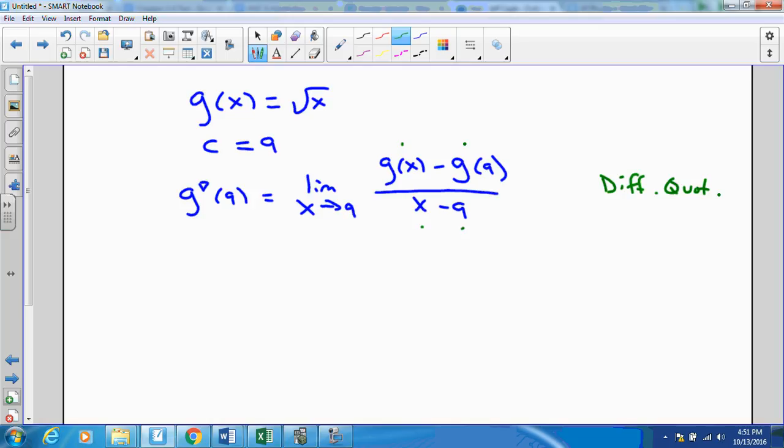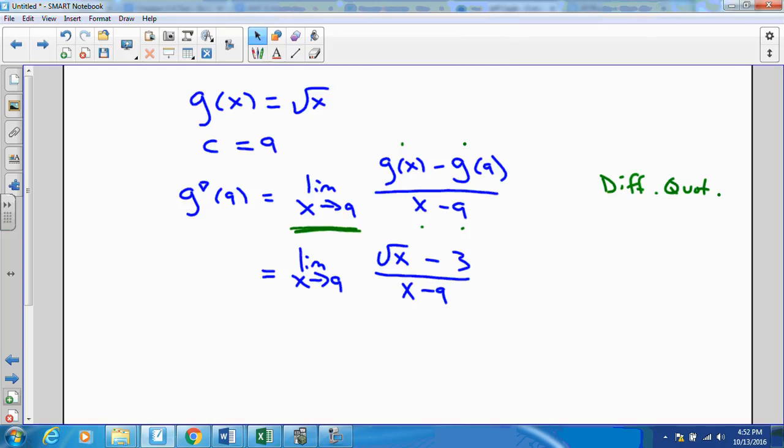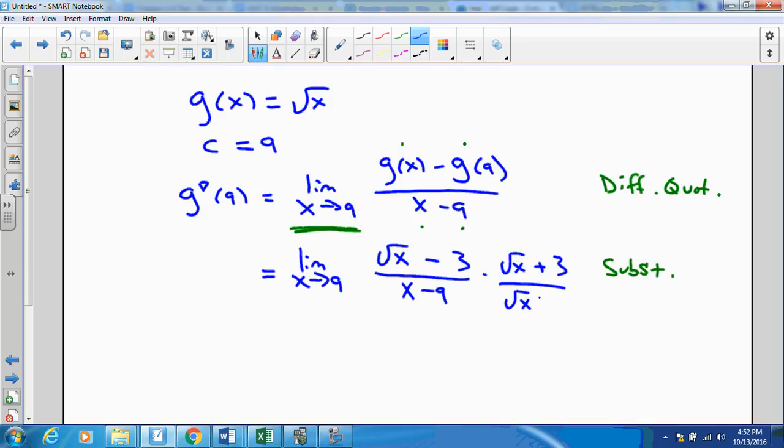And just check really fast that what we're doing here is y2 minus y1 over x2 minus x1 to get a slope. And then we are taking the limit of that slope to get an instantaneous rate of change. Now that we have the difference quotient set up, we do a little bit of substitution. g of x is root x, and g of 9 is root 9, or 3. And it looks to me like this is also a good candidate for rationalization. And so we rationalize.